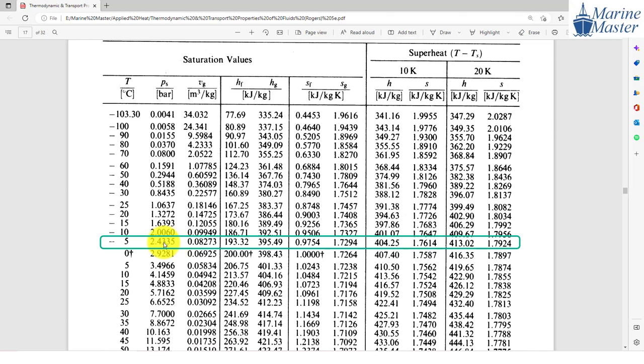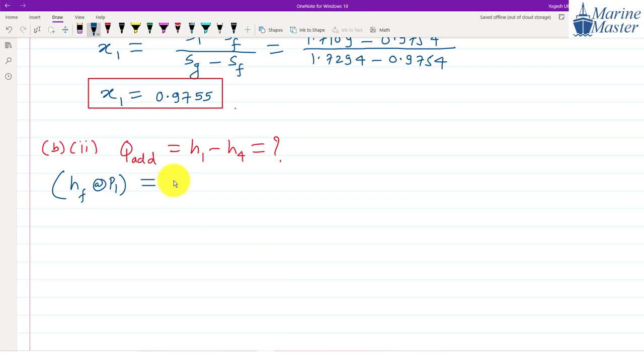P1 pressure is 2.4335, guys. So hf at P1 is what? 193.32. How much value are we getting? 193.32. So I am going to write down this value. One minute, guys, let me write down properly. So hf at P1 is 193.32, unit kilojoule per kg.